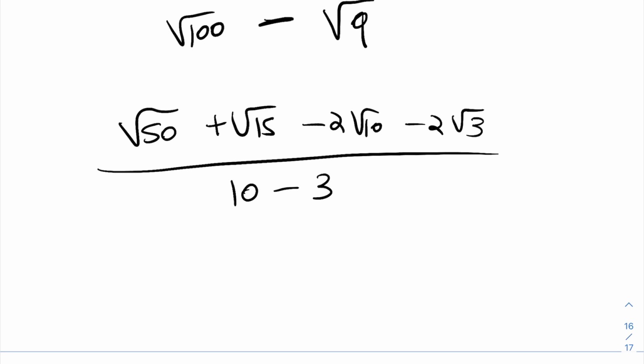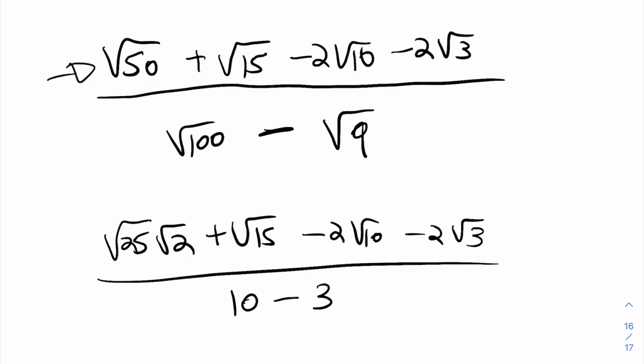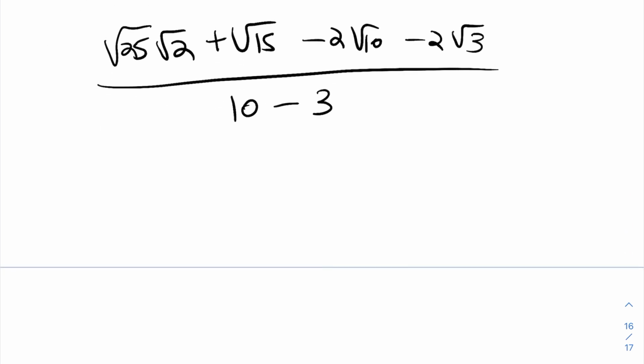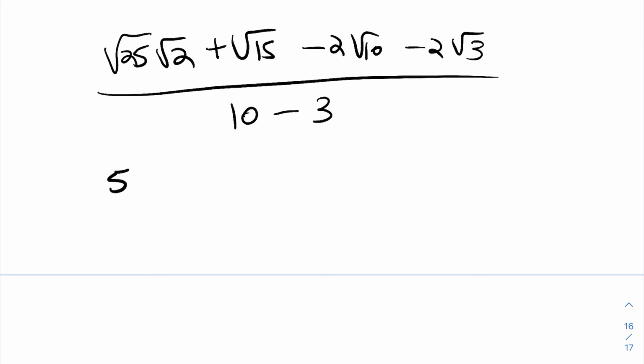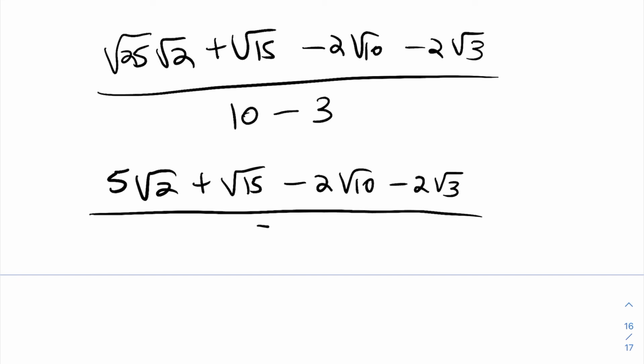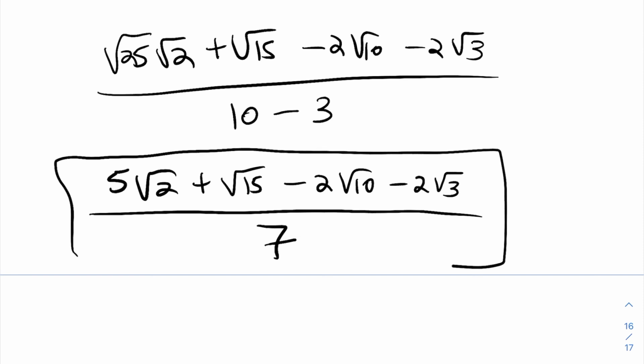I can actually simplify that square root of 50, right? That square root of 50 I can write as the square root of 25 times the square root of 2. So that way I can break it down further into 5 square roots of 2 plus the square root of 15 minus 2 square roots of 10 minus 2 square roots of 3 all over 7. And I don't see any like terms in the numerator, so we can leave this as the final answer. Rationalize the denominator. Now the denominator is only the number 7.